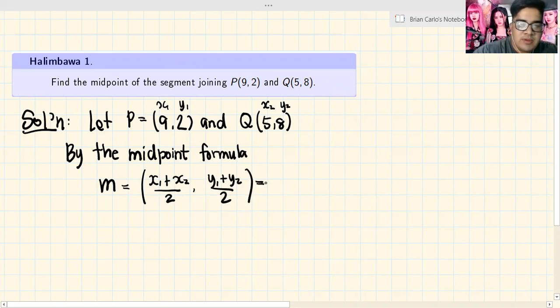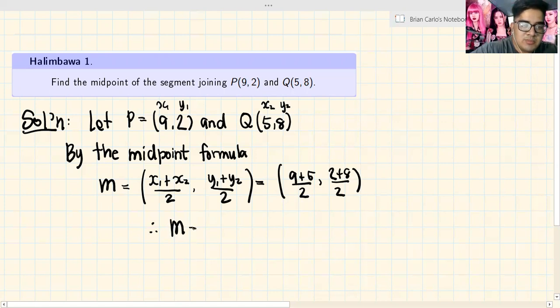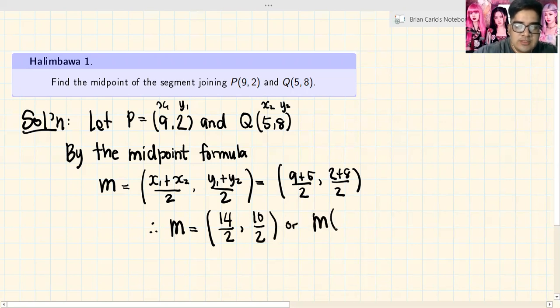Ano yan? 'Di ba yan si (9 plus 5 all over 2, comma 2 plus 8 all over 2). So, sino si midpoint? Therefore, M, which is the midpoint, is equal to 14 over 2, kasi di ba 9 plus 5 is 14, comma, 2 plus 8, which is 10 over 2, or the midpoint is equal to (7, 5). M is (7, 5). So, yun yung midpoint ng segment na yan.